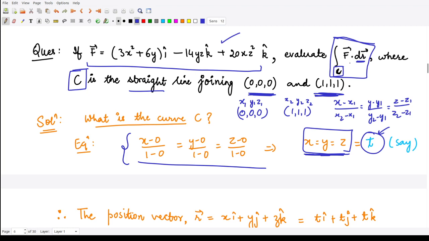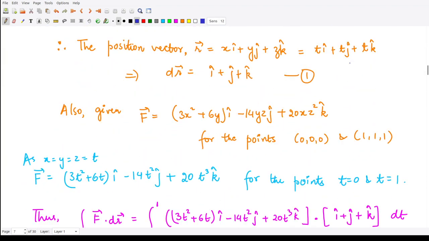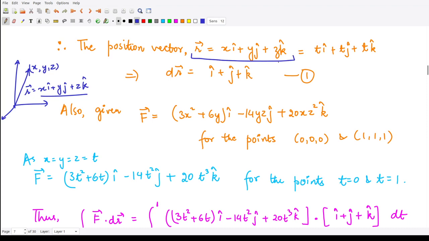For calculating the position vector r, if you have this point whose coordinates are x comma y comma z in the coordinate axes, the position vector is given by vector r, and this vector r is represented by x i cap plus y j cap plus z k cap, right? This is how you define the position vector. So that is what we have done here.